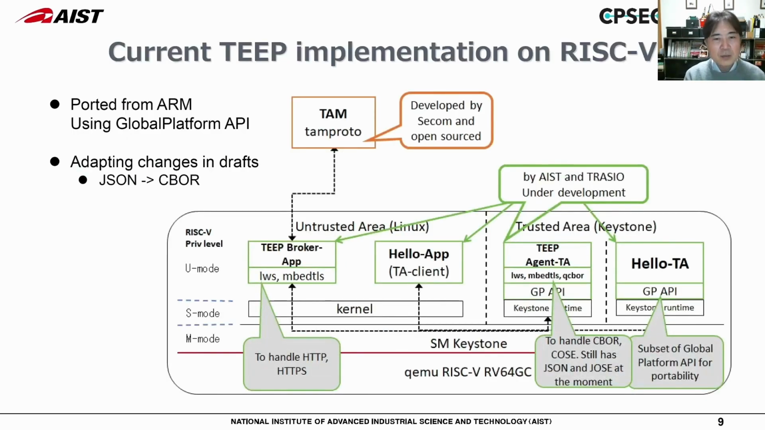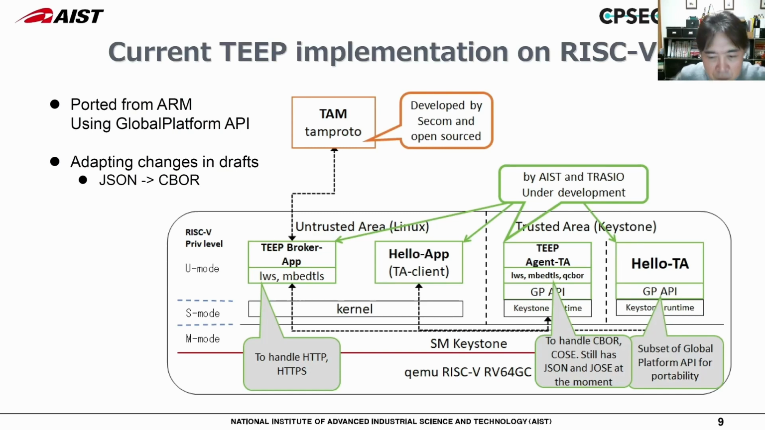And now we're getting into the details of how the TEEP works on RISC-V in our implementation. Initially, we started implementing TEEP on ARM. OP-TEE provides the Global Platform API, so it was on top of the Global Platform API. And then while we were implementing, the draft was evolving with the discussion in the working group. So the format changed from JSON to CBOR. I'm going to explain the details about CBOR later.